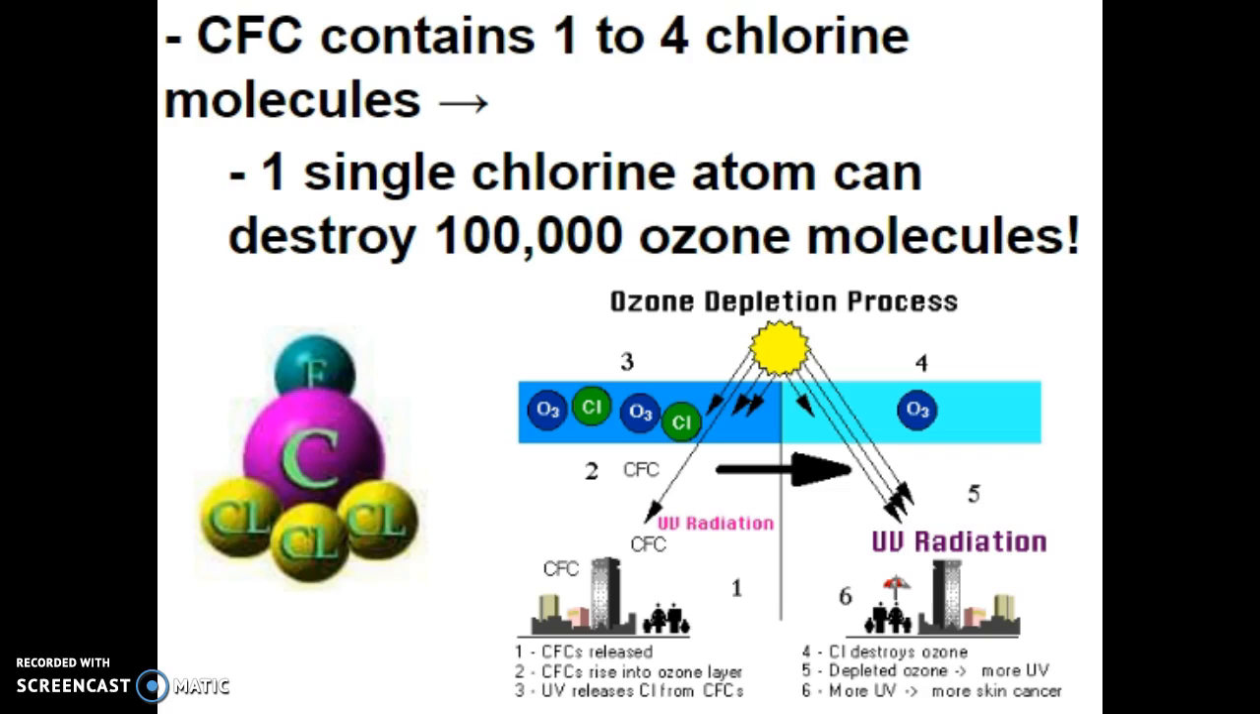So it becomes very important to limit the amount of CFCs that are being put into the troposphere, because those will eventually rise and get up in the stratosphere. And once that ultraviolet light breaks down the CFCs, then the ozone layer can start to deplete.